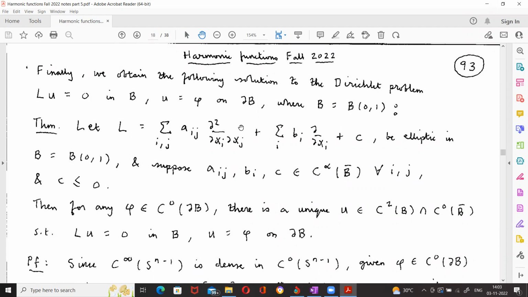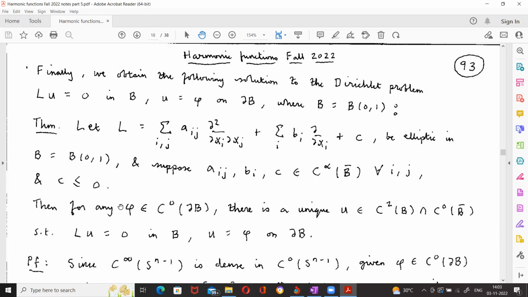Last time, finally, at the end, we proved the following solution to the Dirichlet problem for an elliptic operator on the unit ball. So the elliptic operator, we assumed the coefficients were alpha Holder for some alpha in between 0 and 1, and the 0th order term is less than or equal to 0.